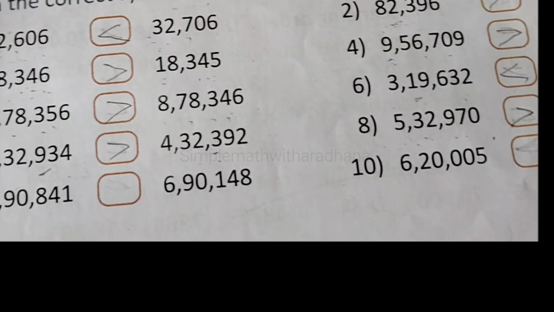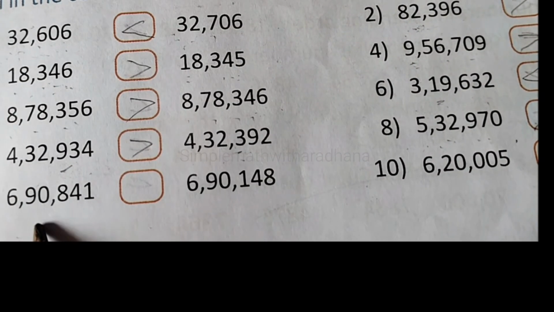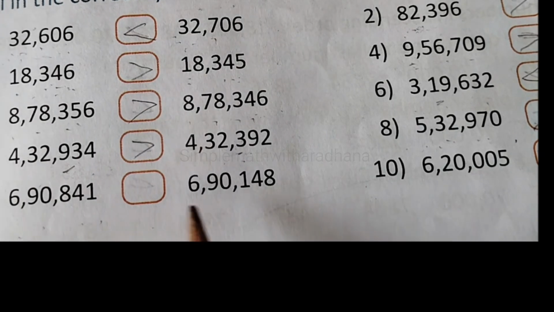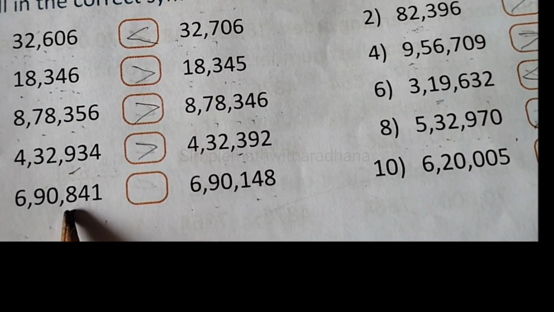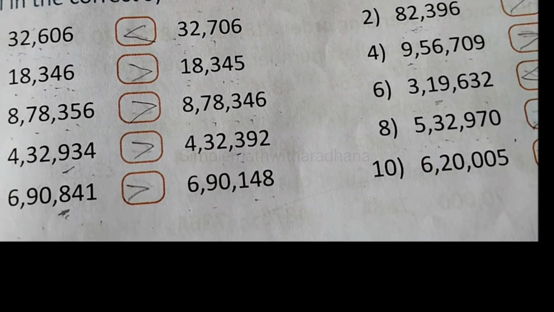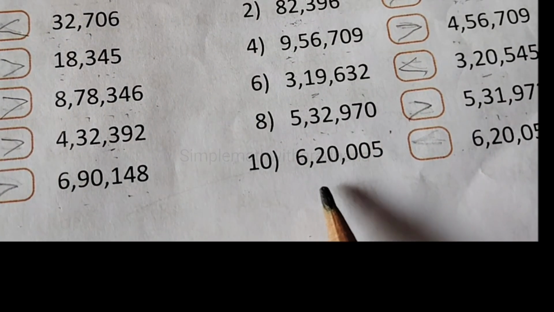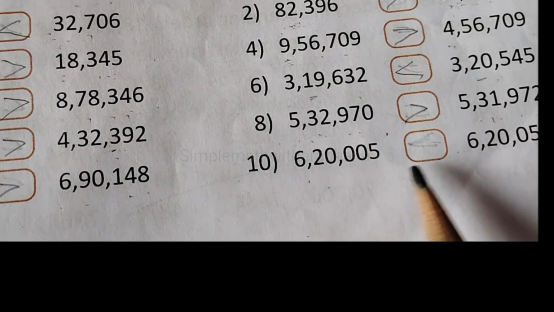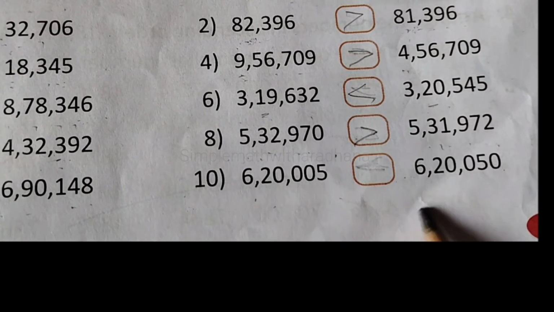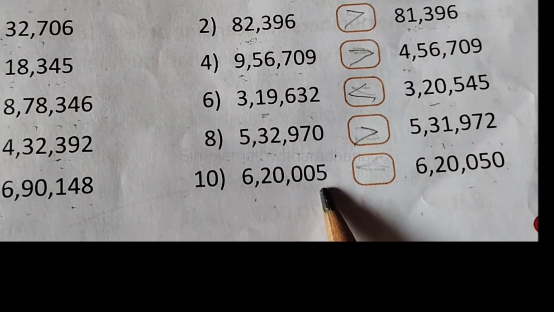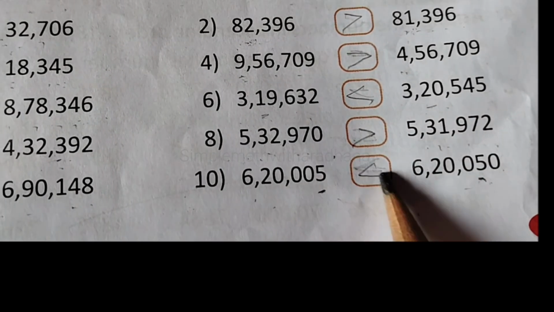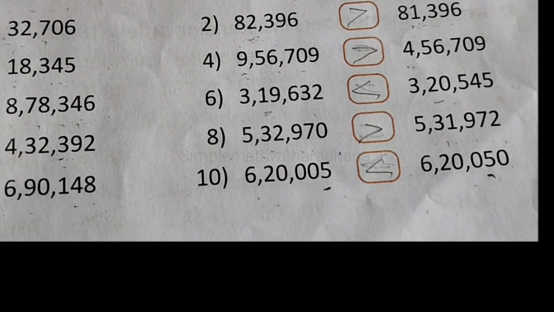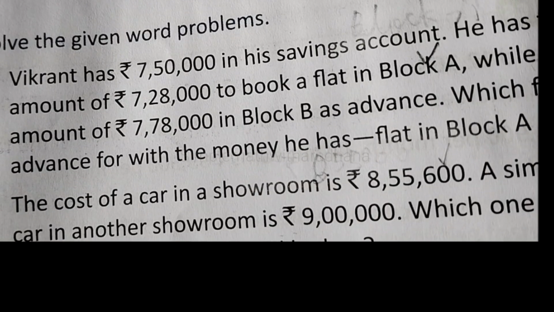Move on. Question number 9. 6,90,841, 6,90,148, here on the place of 100 this is big, so this number will be big. Question number 10. 6,20,005, 6,20,050. देखिए, here ones place 5 and here tens place 5, so this number will be big. Move on. Next question. Question number B.